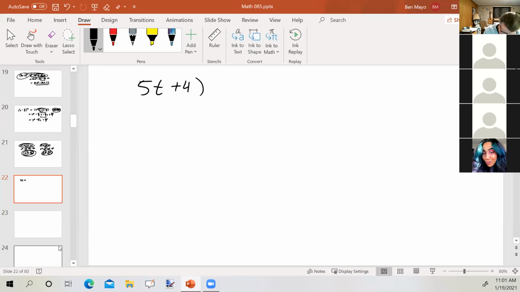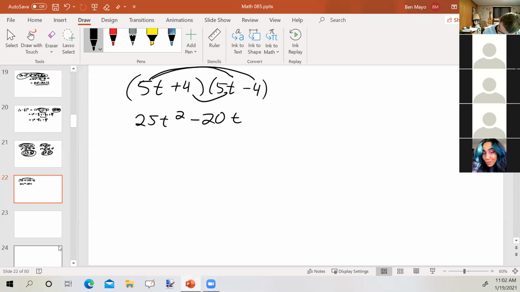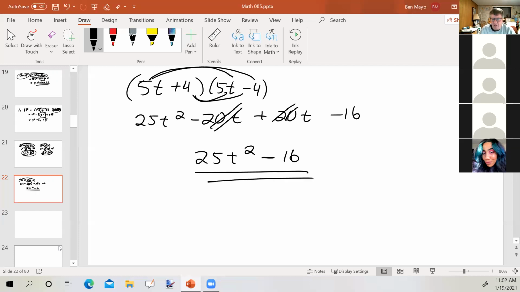5t plus 4 times 5t minus 4. I have the sum of two numbers times the difference of the same two numbers in the same order. I'm going to get 25t squared minus 20t plus 20t minus 16. The two middle terms cancel out, and I've got 25t squared minus 16. Any question there?